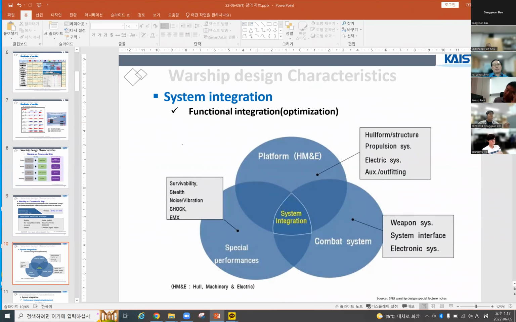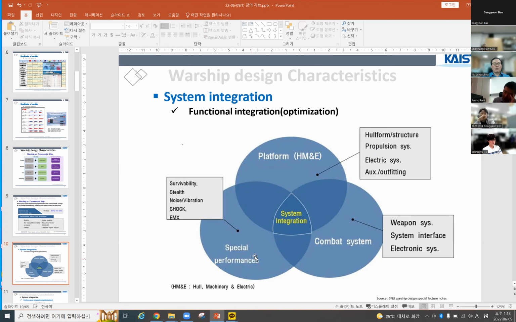And the system integration is very important. First, the functional integration. Warships are composed of three systems: the platform, the special performance systems, and the combat systems.